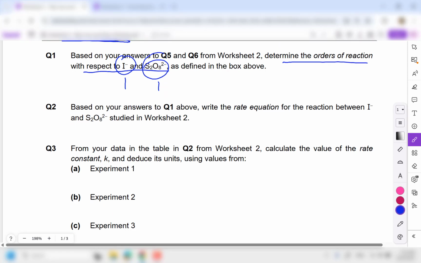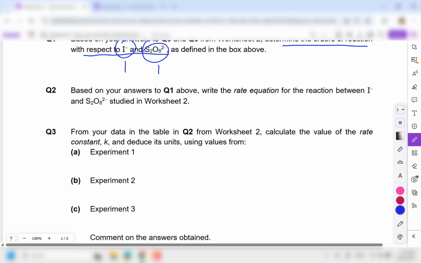Then based on your answer to question 1 above, write the rate equation for the reaction between iodide and peroxydisulfate studied in worksheet 2. So what we're going to write would be rate is equal to the rate constant, I minus raised to the power 1, and peroxydisulfates raised to the power 1.